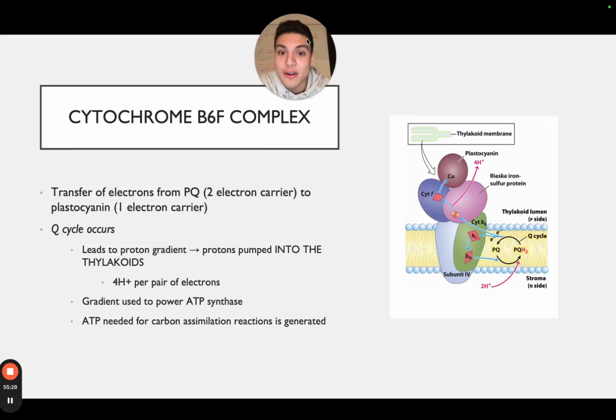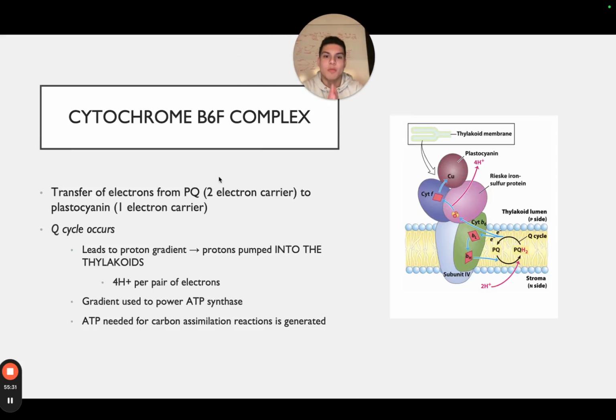So talk about cytochrome B6F complex. So what we're doing here is we're transferring electrons from plastoquinone, a 2-electron carrier, to plastocyanin. Sounds very similar to ETC, where we have ubiquinone going to cytochrome C. And in this case, again, we have the Q cycle. Hopefully that's still good. I won't go too much into it, but Q cycle leads to the proton gradient, as we've discussed.